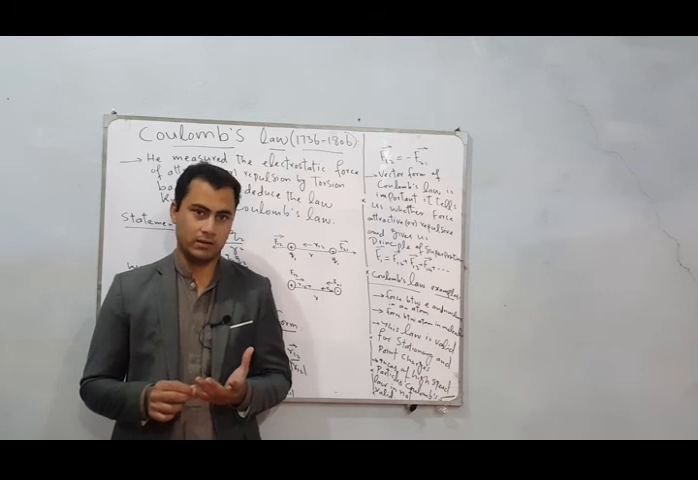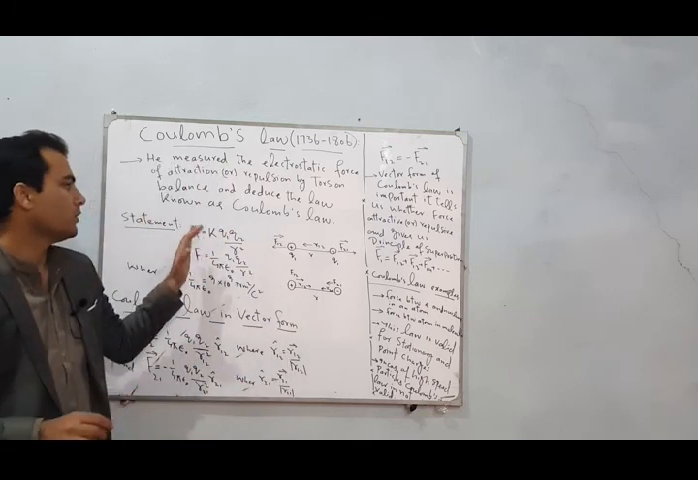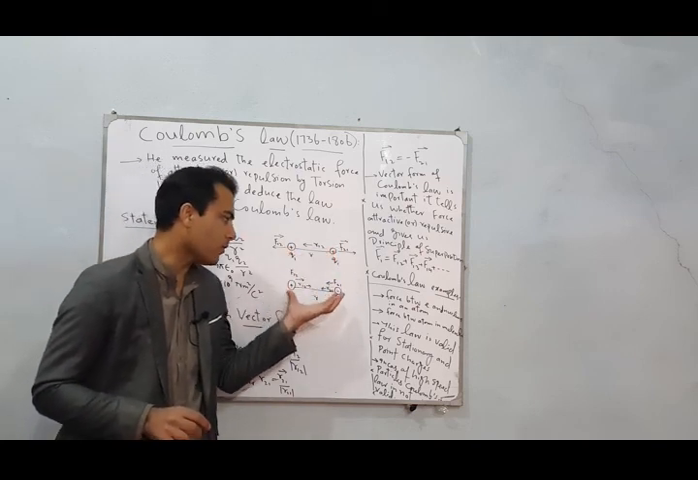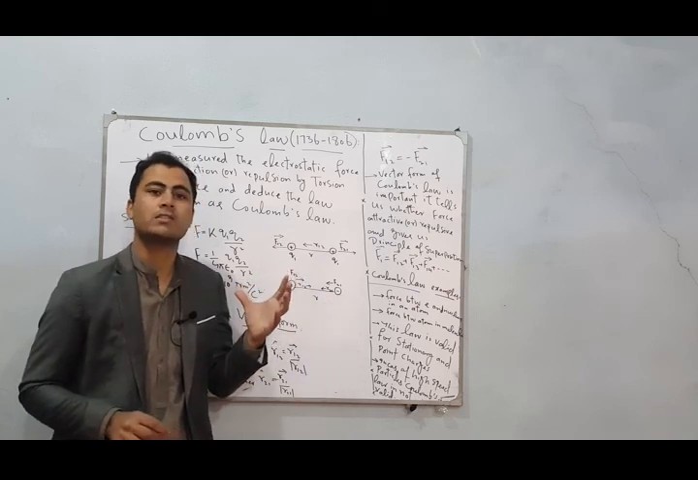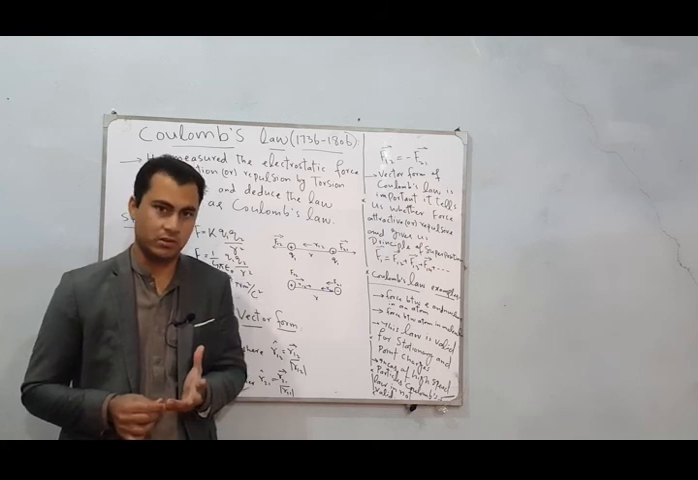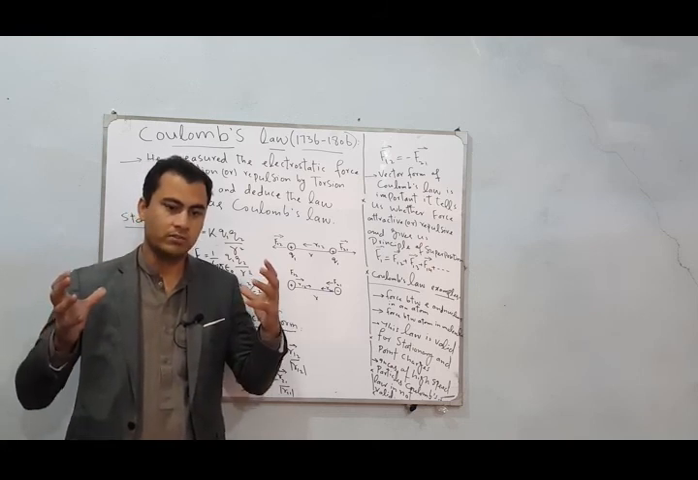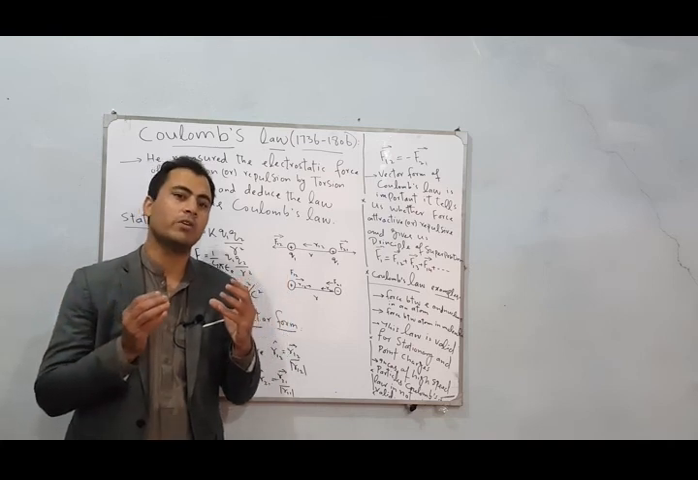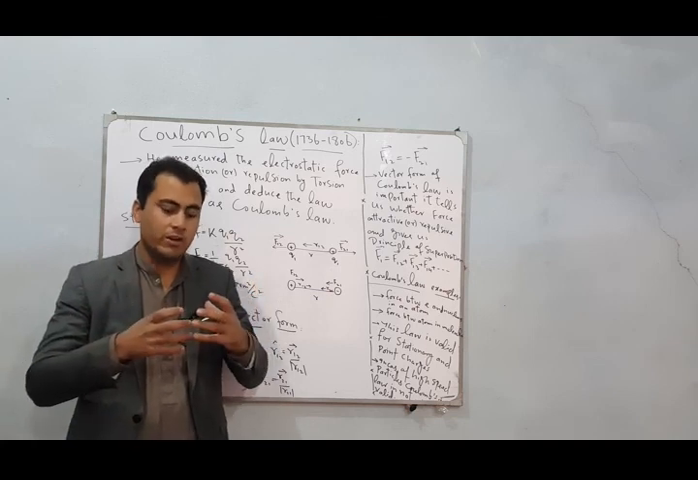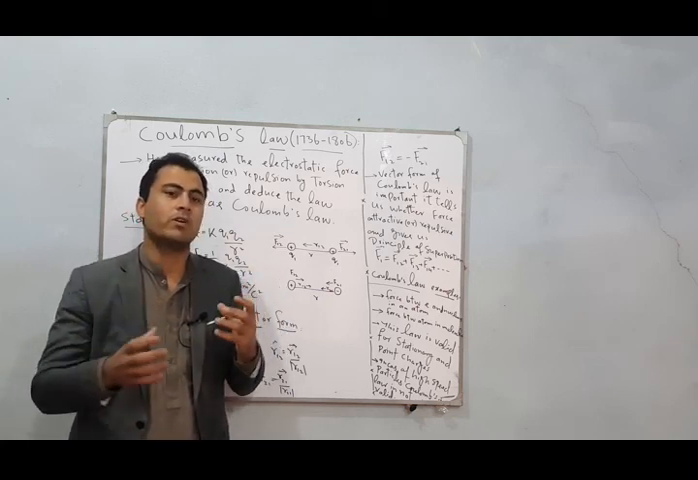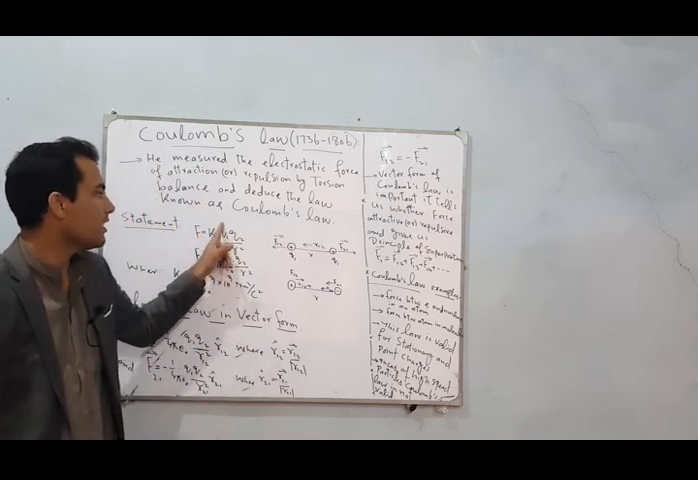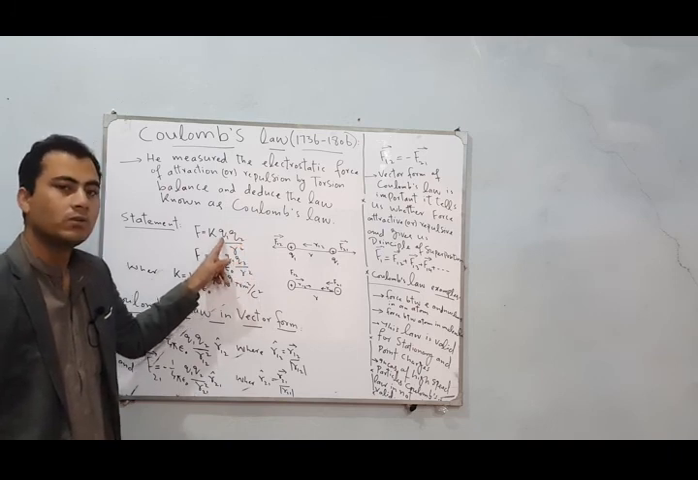Now let's discuss that. According to Coulomb, the electrostatic force of repulsion or attraction between two charges is directly related to the magnitude of the two point charges. For example, if the magnitude of the charges decreases, then the force between them decreases, and if we take bigger and bigger charges, the force increases. It means that the electrostatic force of attraction or repulsion is directly proportional to the product of the two point charges.